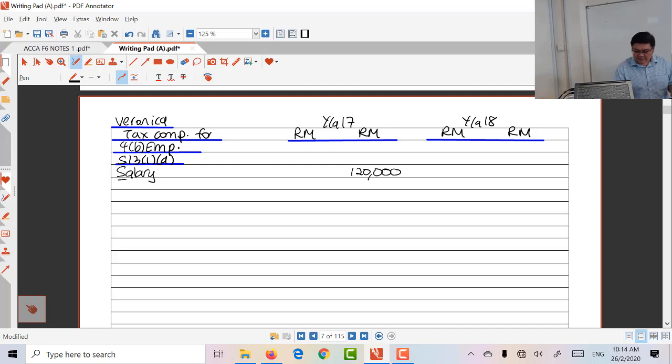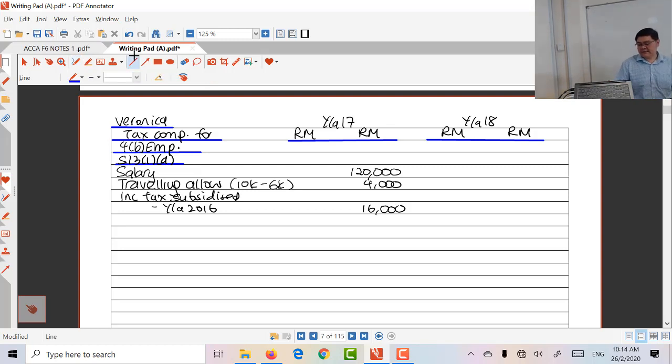And then there's also traveling allowance, which is 10. But remember, we have the exemption of 6,000, so it's 10 minus 6, so it becomes 4. Then, based on what it says, the income tax is paid by the employer. So this is the income tax subsidized for 2016, but it's paid in 17. The tax is only known in 17, so the amount will be 16,000. So as far as 2017 is concerned, that's my figure.